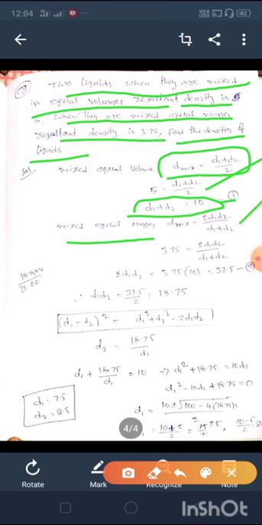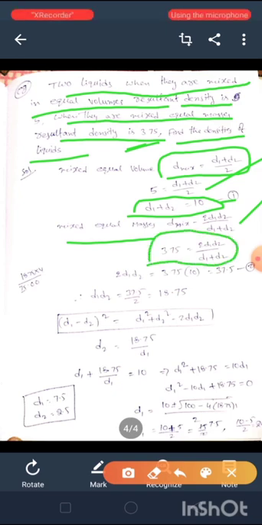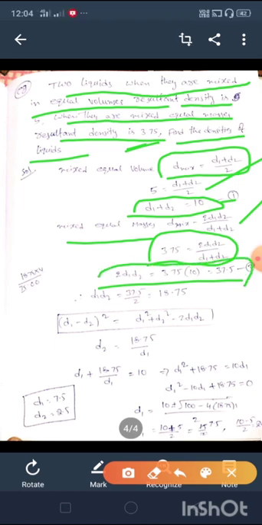Here the two liquids are mixed in equal masses, and the resultant density is 3.75. Substitute here: 3.75 is equal to 2 d1 d2 by d1 plus d2. The d1 plus d2 value is 10, so 10 is substituted in this equation. 2 d1 d2 is equal to 3.75 into 10, that is equal to 37.5. d1 d2 is equal to 18.75. Therefore d2 is equal to 18.75 by d1.